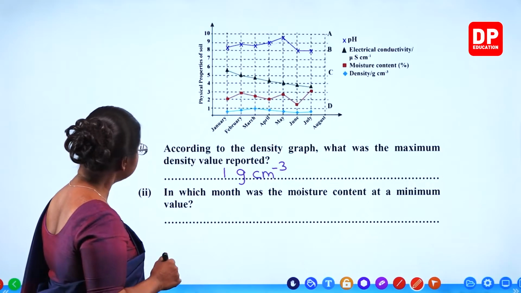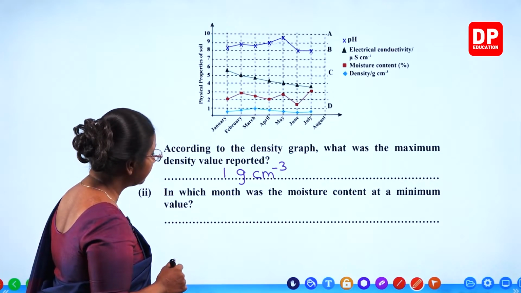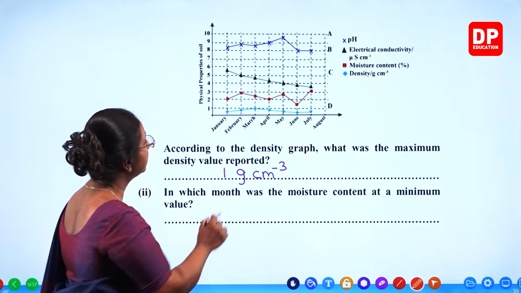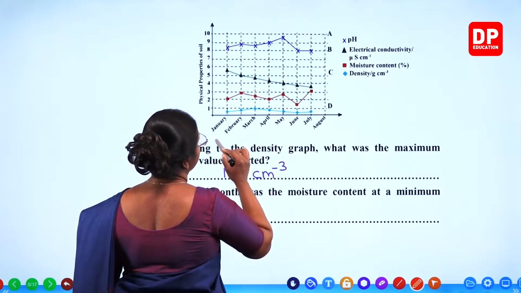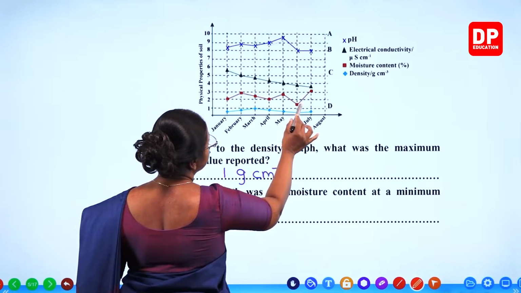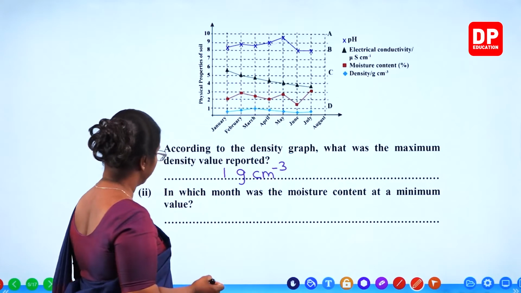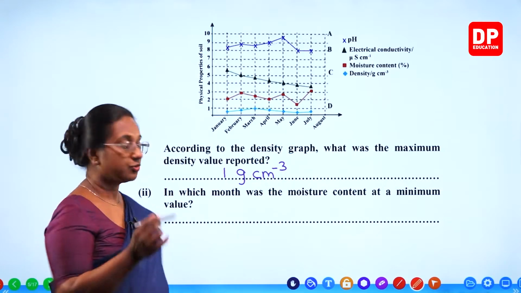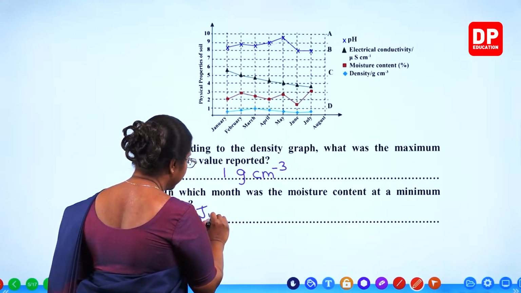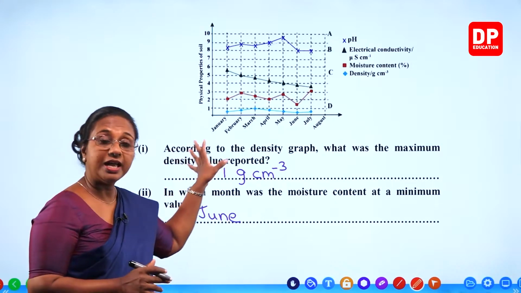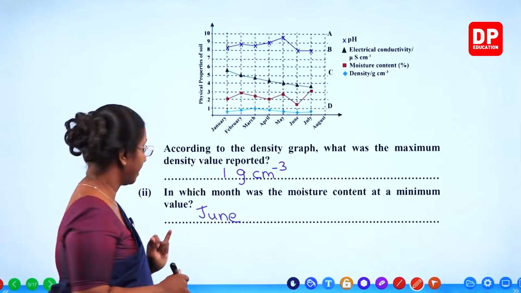Then, second one, in which month was the moisture content at a minimum value? Moisture content is this graph with the squares. Minimum value, so you can see here, this is the minimum value, that is in June. They have asked for the month, so you need to write the month as June. Is that okay? So here of course you are getting information from the graph.